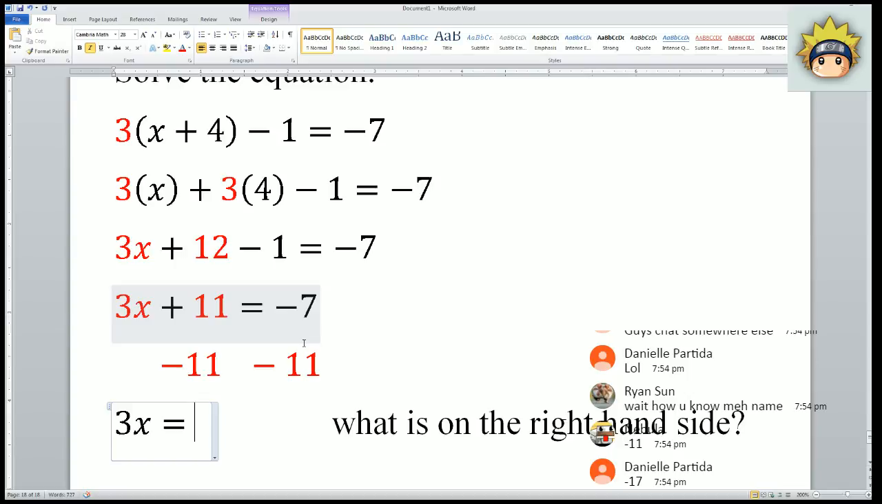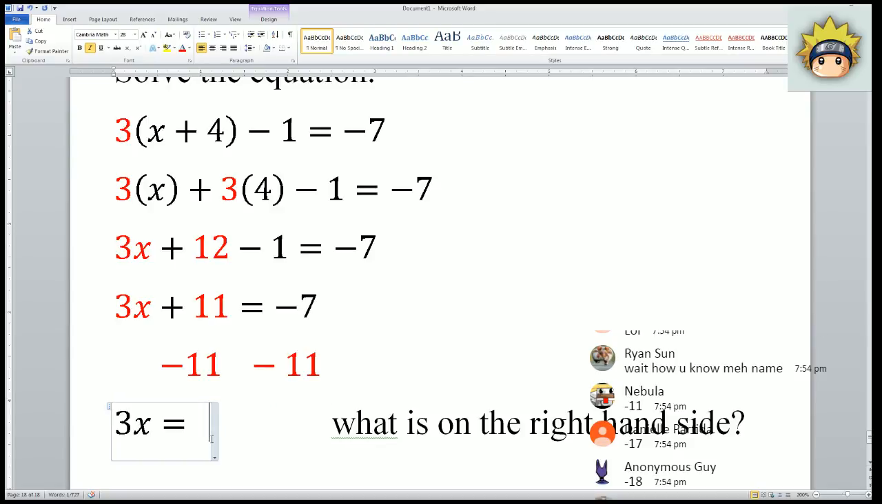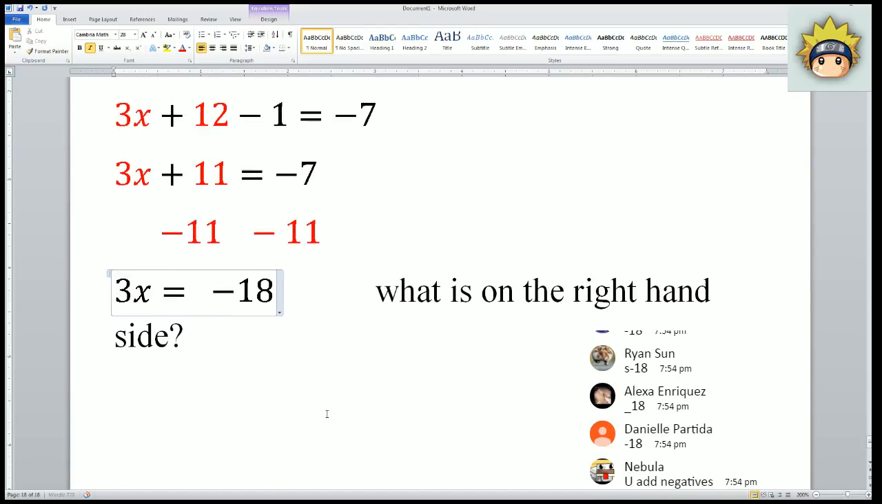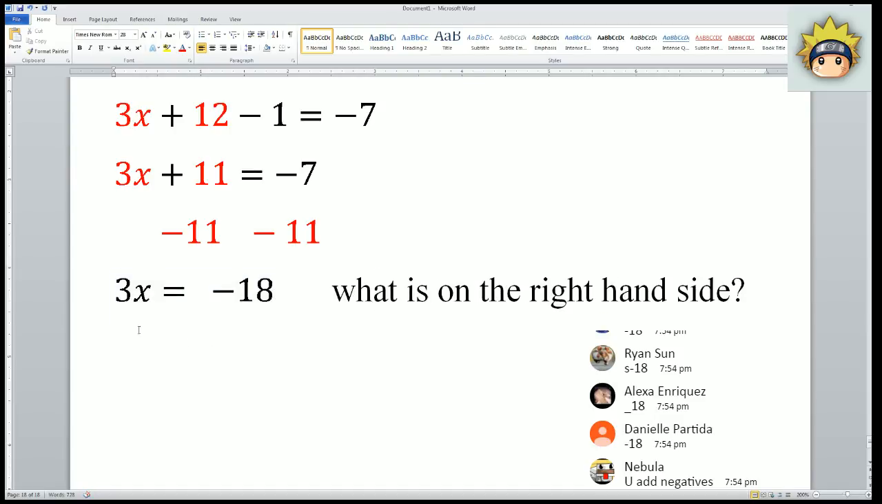Oh my gosh, my brain hurts. Are you joking with me? Negative 7 subtract 11. Come on. How did you say negative 11? Thank you. Negative 18. Do I really have to give you a worksheet on negatives?